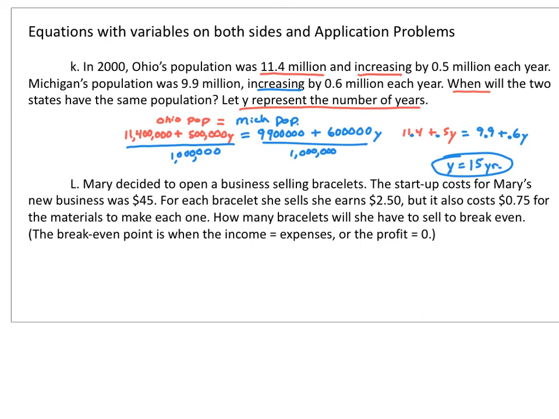Okay, and then let's take a look at this last one. Mary decided to open a business selling bracelets. Her startup cost for Mary's new business was $45. Each bracelet she sells, she earns $2.50, but also costs 75 cents for the materials to make each one. How many bracelets will she have to sell to break even? The break even point is when the income equals the expenses, or when the profit equals 0.